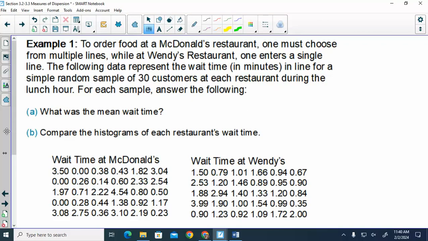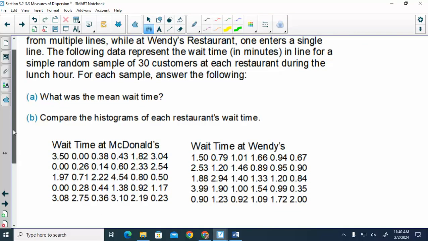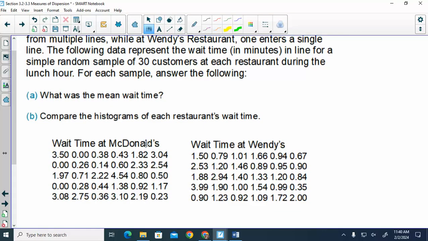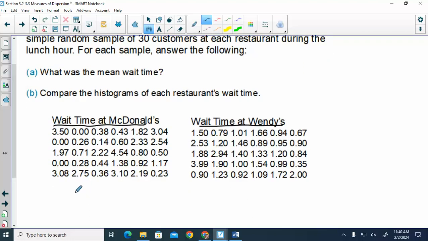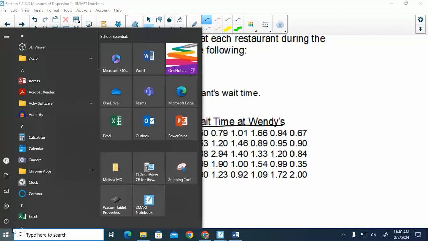The first one, we're going to look at an example. We're going to reference this later on as well. So we have the average wait time for 30 customers at 2 different restaurants. We have McDonald's and Wendy's. And I want to find the average wait time for each of these. So I want you to do it on your calculator.